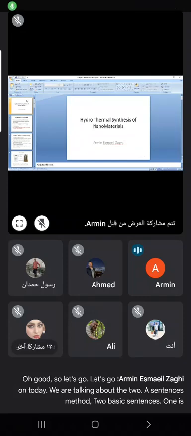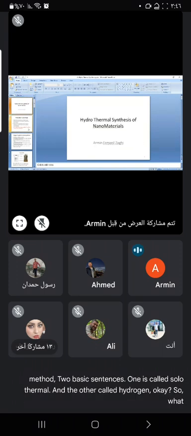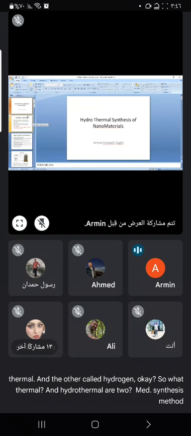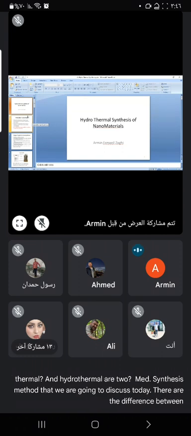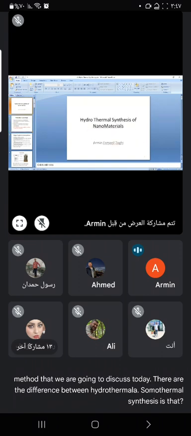One is called solvothermal and the other called hydrothermal. Okay, solvothermal and hydrothermal are two main synthesis methods that we are going to discuss today. The difference between hydrothermal and solvothermal synthesis is that both of them are done at a high temperature.